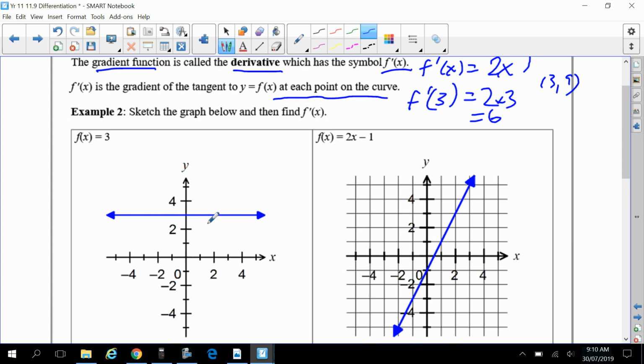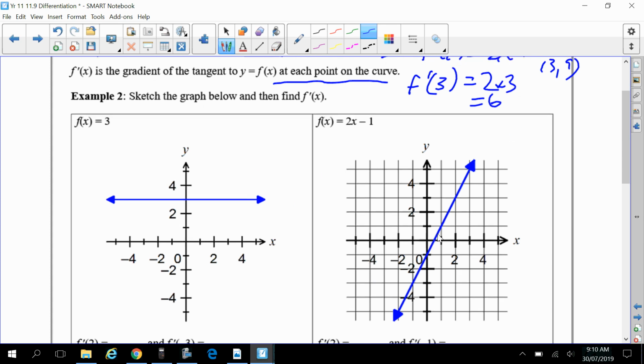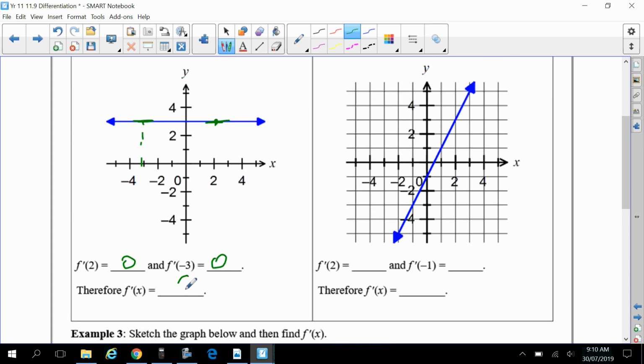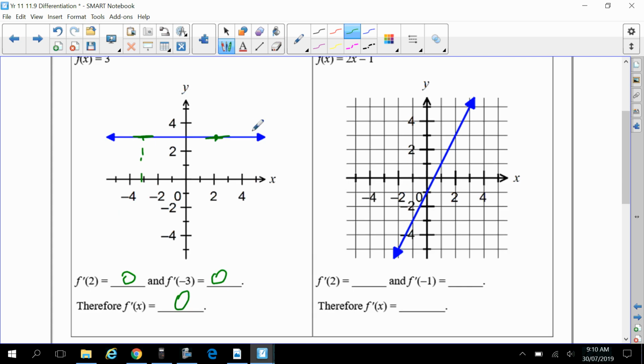So we can start with lines because lines are easy to find the gradient for. For example, what if I want to find the gradient at 2? What's the gradient at 2? 0. What's the gradient at negative 3? 0 again. So it tells me that the derivative must be 0 everywhere. For a straight horizontal line, the gradient is a constant, which is easy.